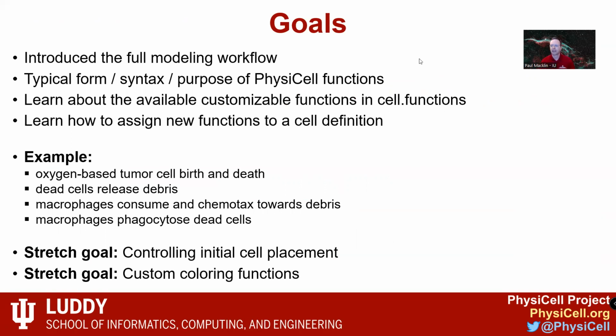We're going to take a basic tumor growth model, and we're going to make cell birth and death based upon oxygen. And then we're going to have dead cells release debris. And then we're going to introduce macrophages that consume debris and chemotax towards it and phagocytose dead cells. So we're going to get to a fairly good working tumor macrophage example by the end of the session.